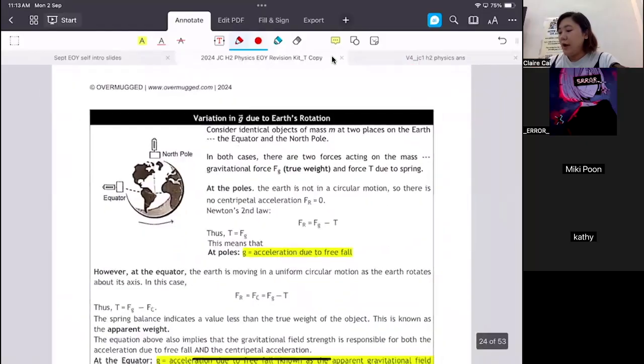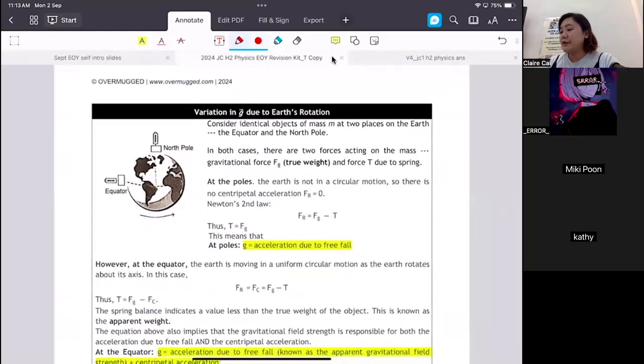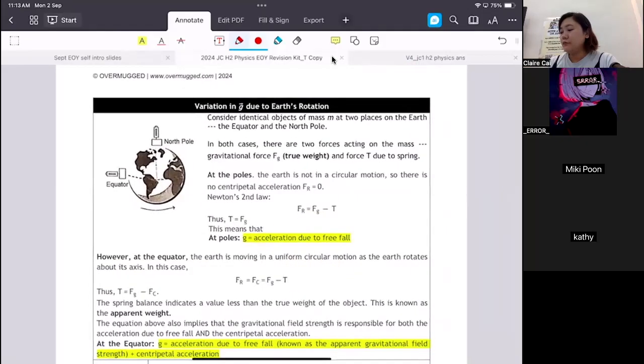Then the second part, if we link it with the other forces. Our Earth is not stationary, it is rotating about its axis. Because of that, everything on the Earth is currently undergoing circular motion. If you undergo circular motion, what is required? Let's recall what is required for an object to undergo circular motion.